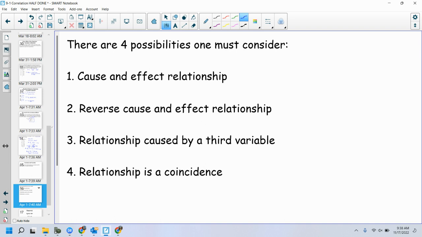Think about cause and effect relationship. In general, if we say that two things are going to correlate to one another, that does not mean that they are going to cause one another to happen. You have to look a little bit deeper to see if there's a cause and effect relationship.